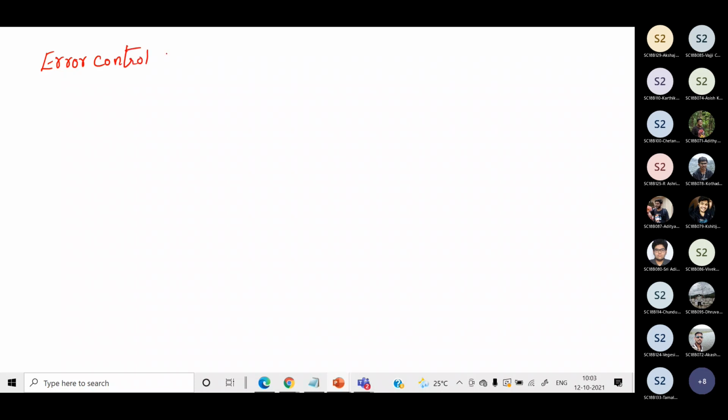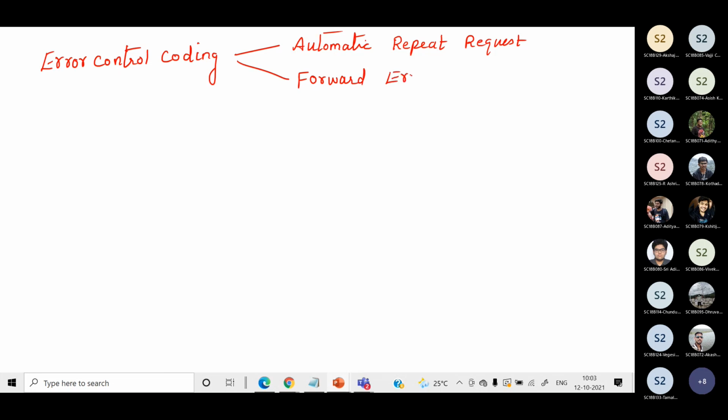Error control coding is of two types. One is automatic repeat request. Another one is forward error correction coding. So we will call these simply ARQ and FEC code.